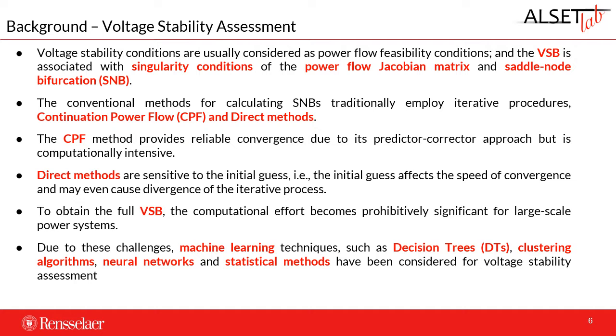The continuation power flow has reliable convergence due to its predictor step, corrector step approach, but is very computationally intensive, whereas direct methods are very sensitive to the initial guess. To obtain a full voltage stability boundary, the computational effort is very significant for large-scale power systems. So due to these different challenges and limitations, we combine these different approaches, and we attempt to use decision trees to perform voltage stability assessment in a fast fashion.